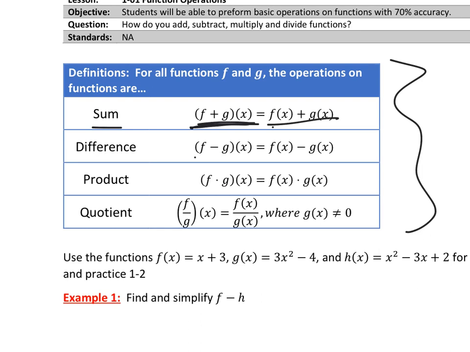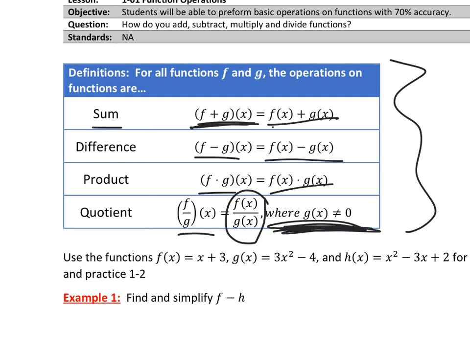Difference, very similarly, f minus g in parentheses with the x afterwards just means the first function minus the second function. Product means you multiply. The weird one is kind of quotient. It means f over g means you are going to do the f of x over g of x, but you also have to tag on a restriction. G of x cannot be 0, because remember, you can't have 0 in the bottom part of a fraction.